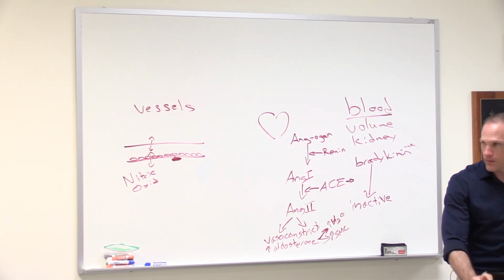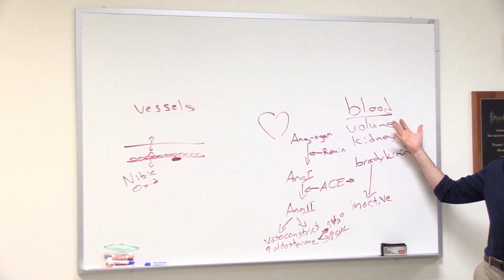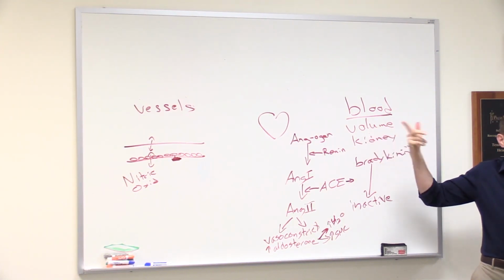Okay, so in terms of controlling blood flow, so far, we started with the kidney, which controls blood volume, but it's under the control of some hormones. We name those hormones.